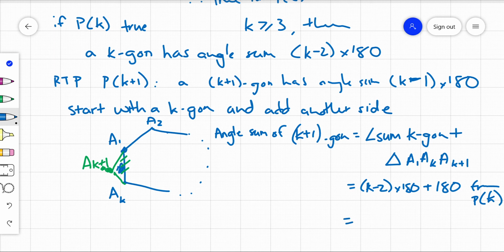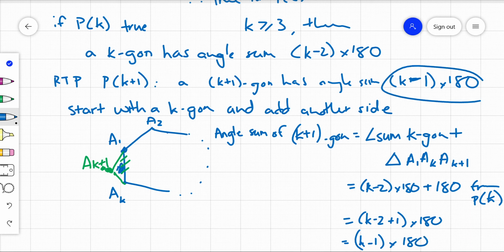So when we put all that together, we've got k minus 2 plus 1 lots of 180s, which of course is k minus 1 lots of 180s, which is what we were after. So therefore our P of k implies our P of k plus 1, and our P of n is true for all integral n greater or equal to 3.